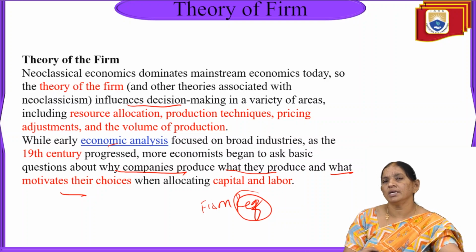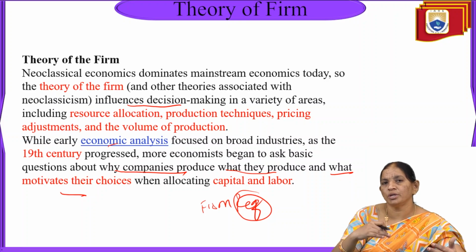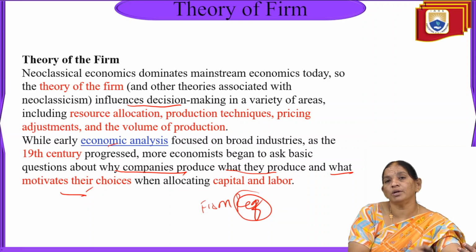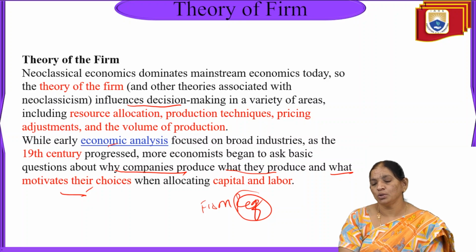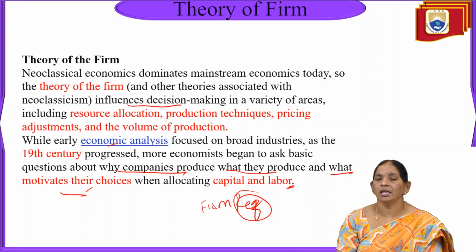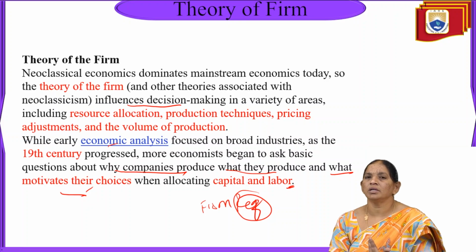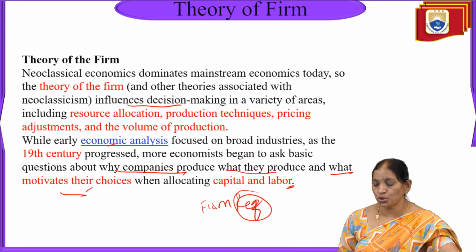Means organizational resources are being chosen, maybe best quality or not, or higher price, lower price, quantity. So different things were chosen. So how was it chosen? What motivates them to choose when they allocate these resources into capital and labor? So at the progress of the 19th century, all the economic analysis focused upon what companies are producing, why they are producing, and what is their choice.